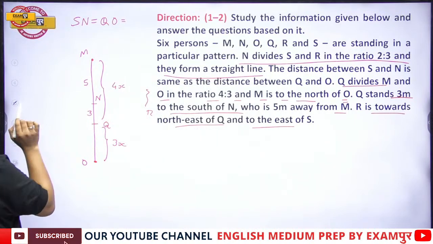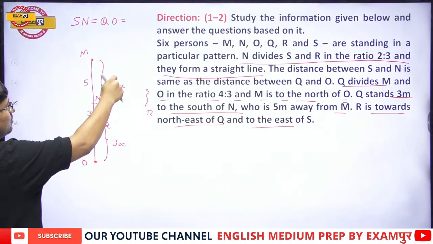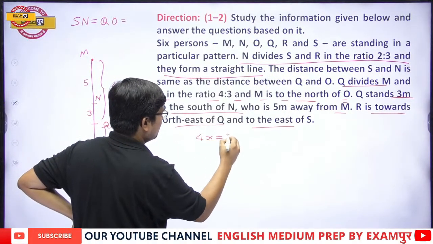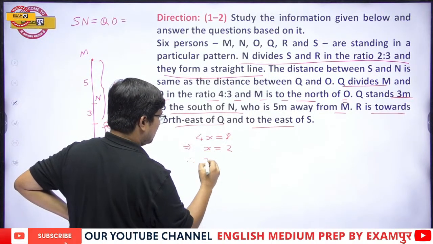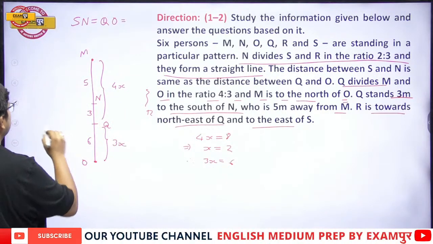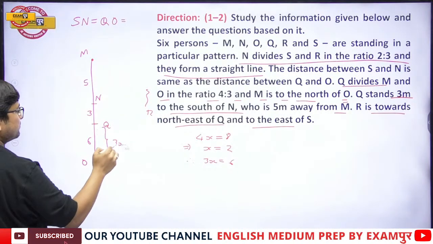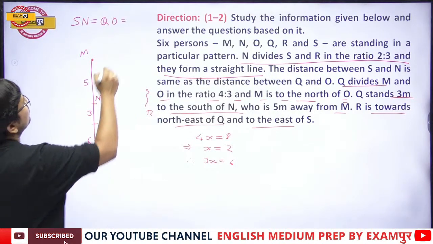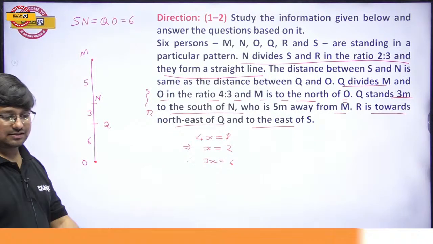My dear students, but before that, now tell me, 4x corresponds to total distance 8. If 4x corresponds to 8, it implies that x corresponds to 2. Therefore 3x corresponds to 6, and so this distance is 6. Alright everyone. Now we are well aware that SN is equal to QO is equal to 6.